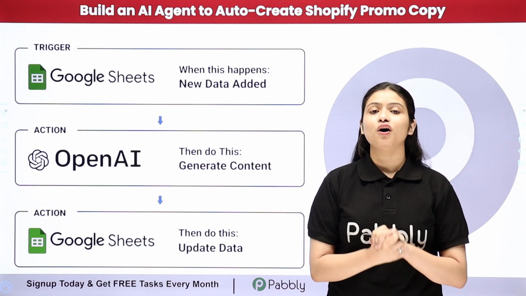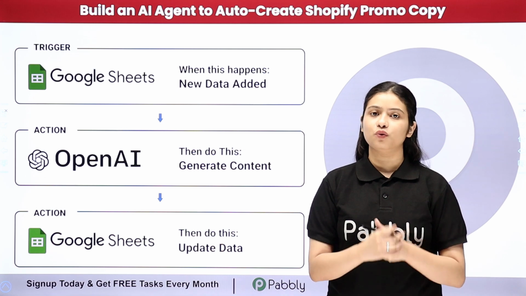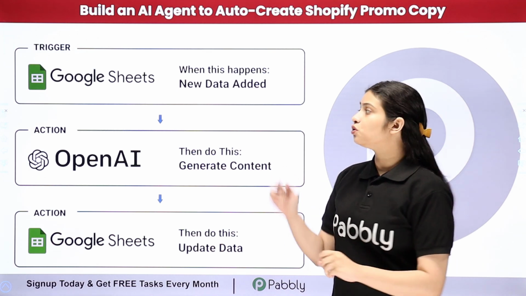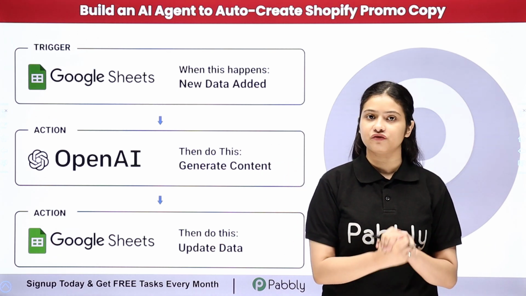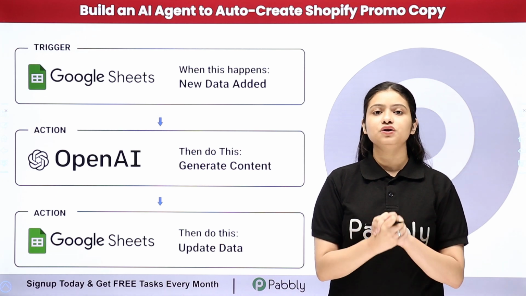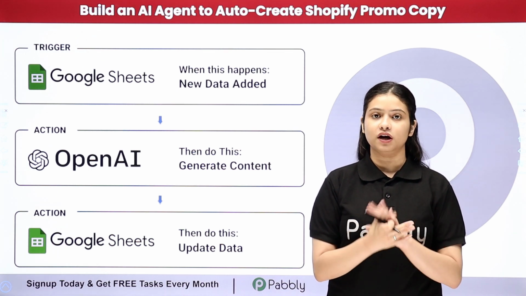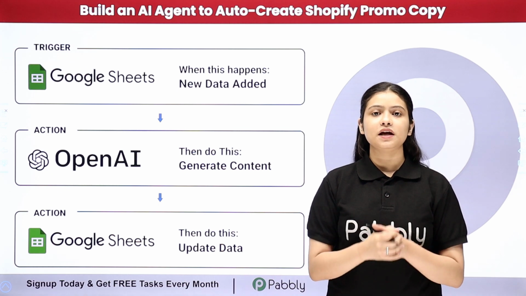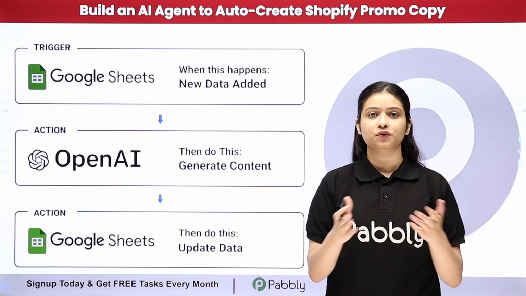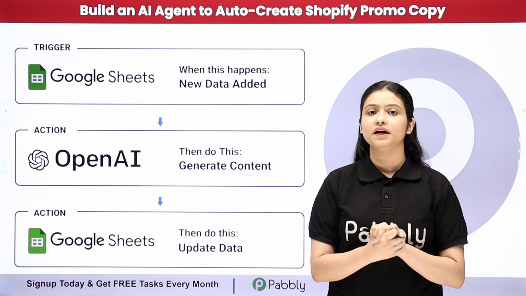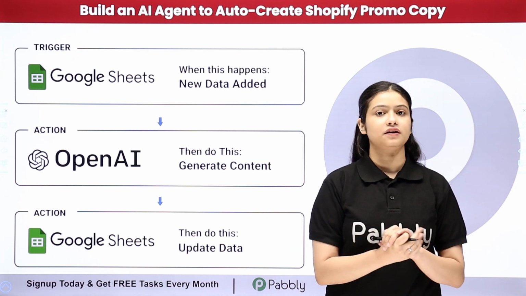But here, I am going to automate this entire process without any coding and programming skills by connecting my Google Sheets and OpenAI in such a way that every time I add a new row along with the details of a new product in my Google Sheets, automatically a promo copy is going to be generated by using the same details and updated automatically in my Google Sheets for final review.